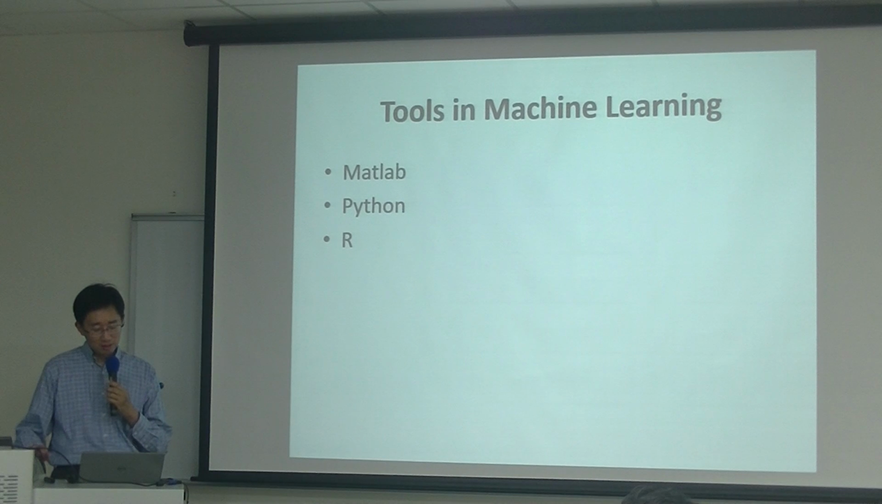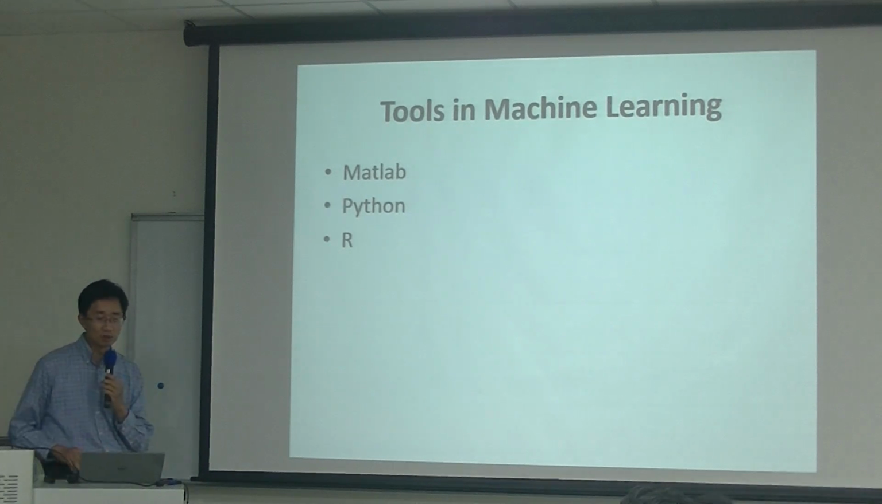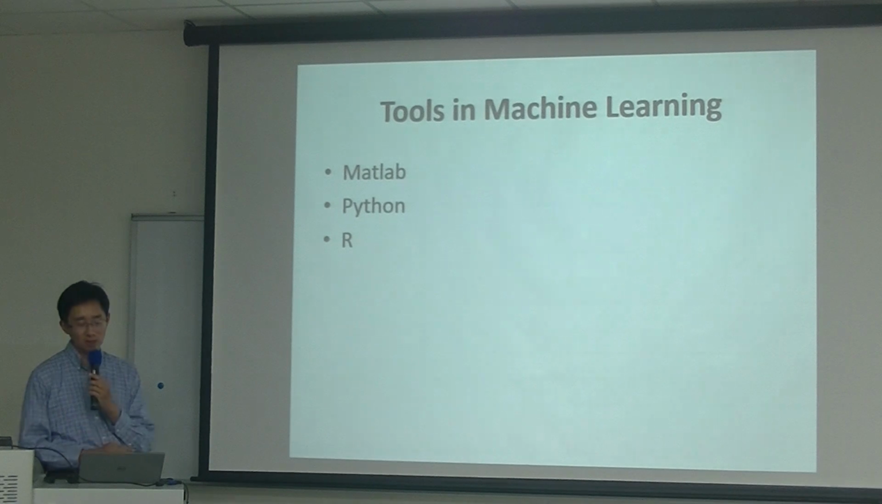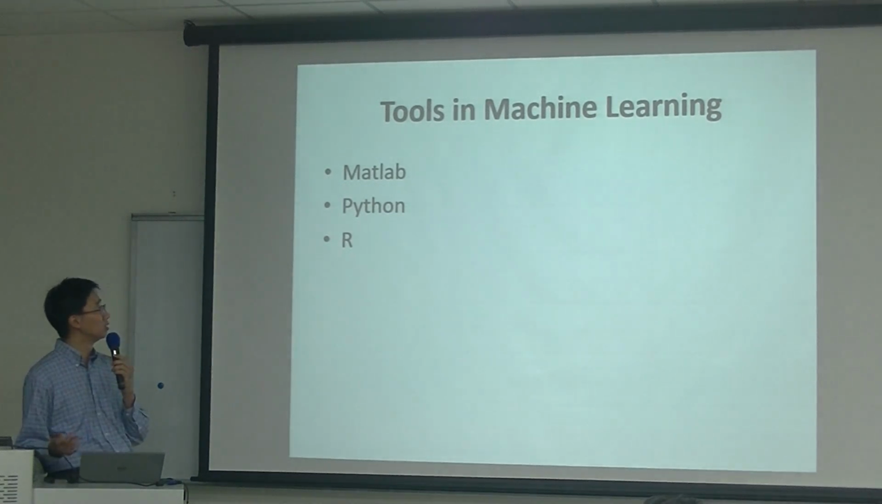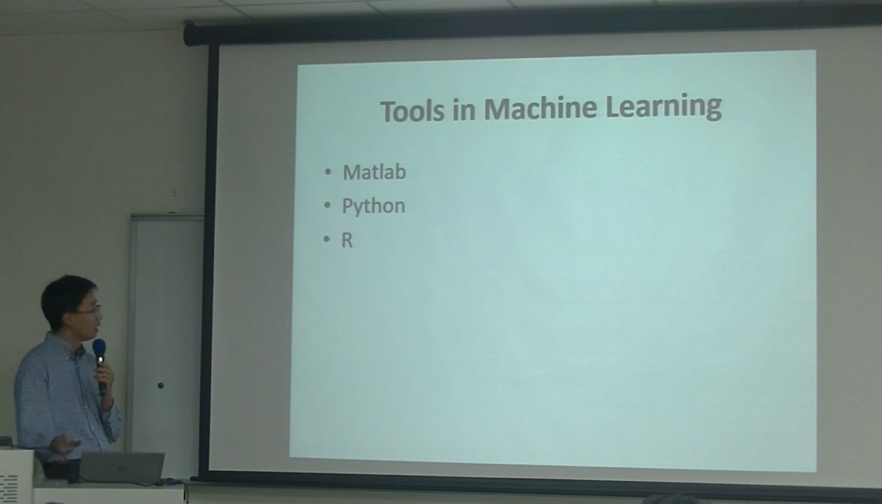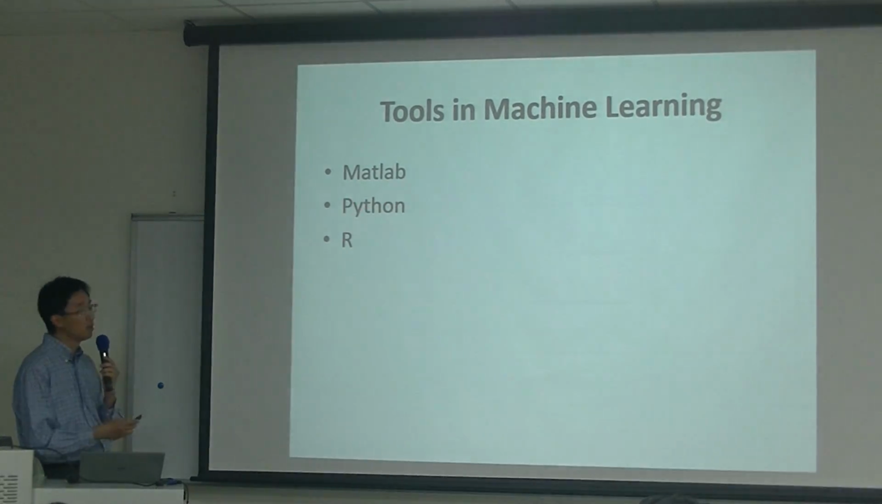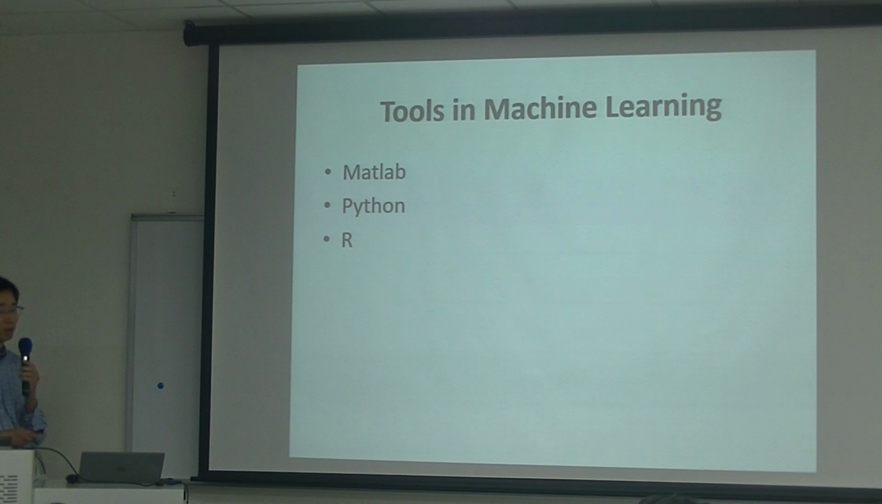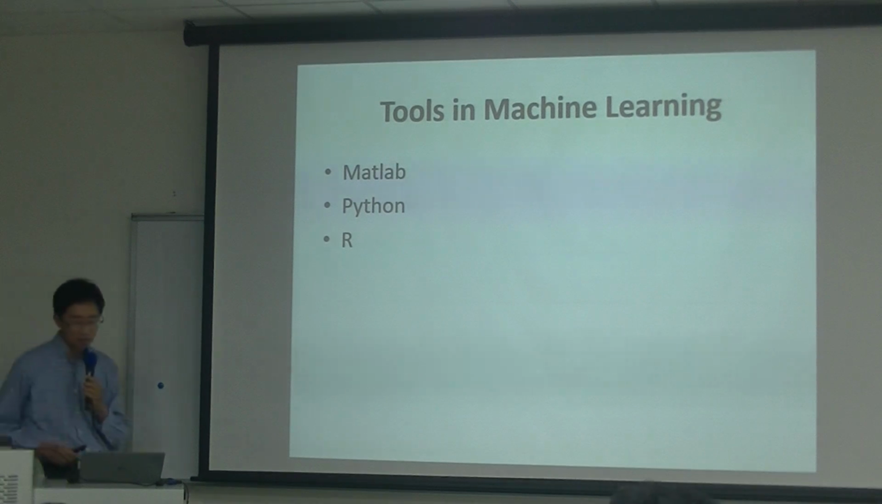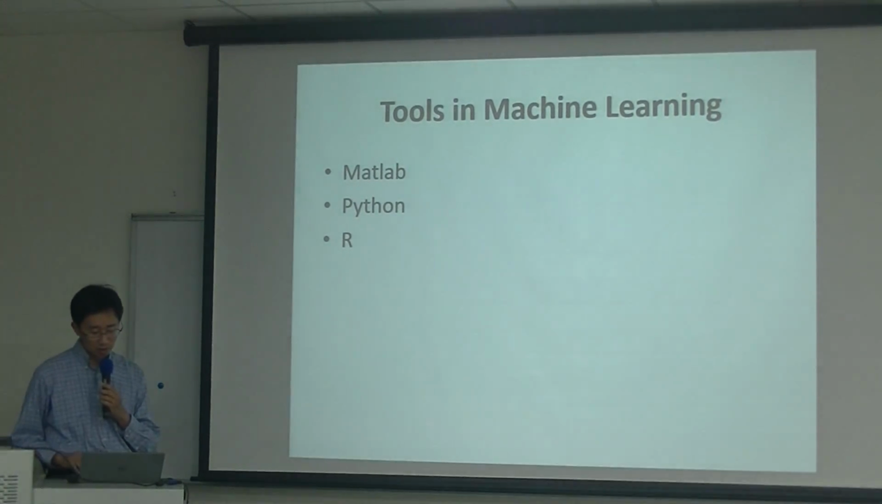Okay, so in the first few slides, I want to show you that it's not only MATLAB that can do machine learning. Actually, there are already some very important resources that we can use for machine learning. One is MATLAB, and probably you have heard about Python, and also R, which is a very important statistical software nowadays.